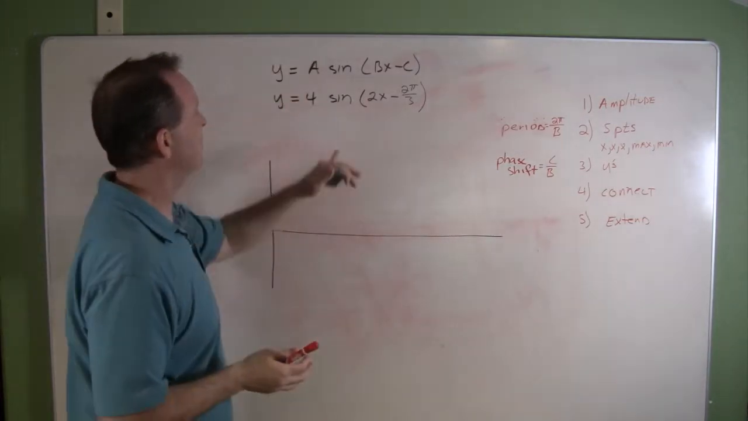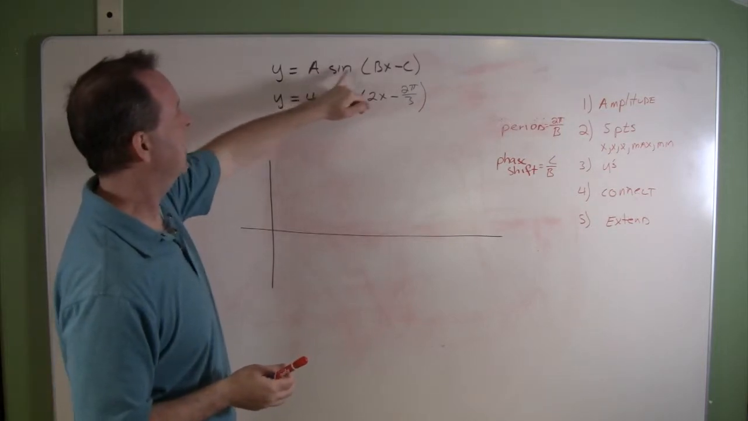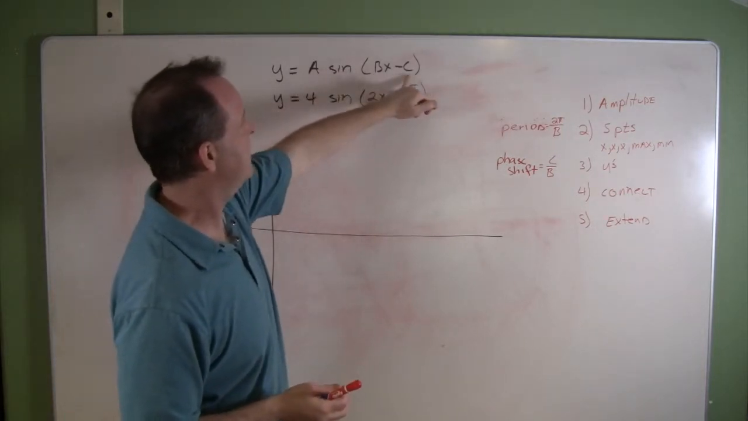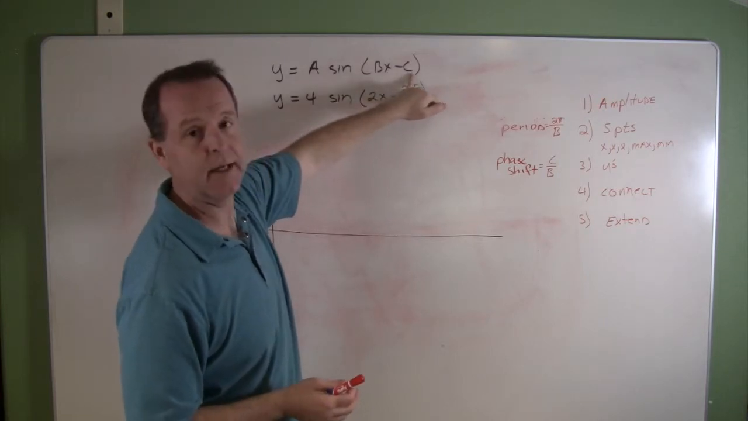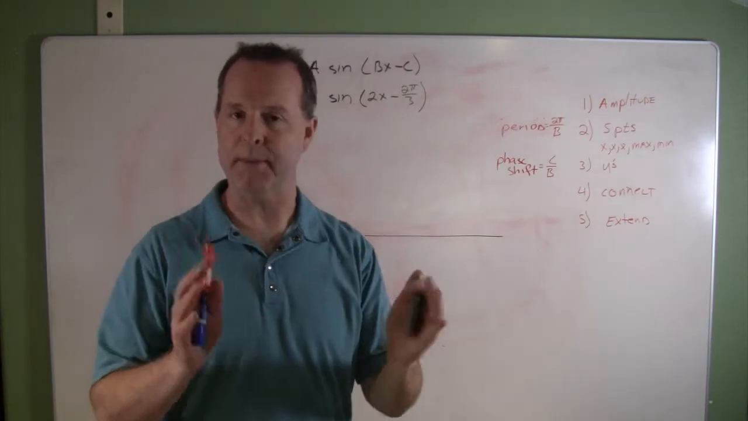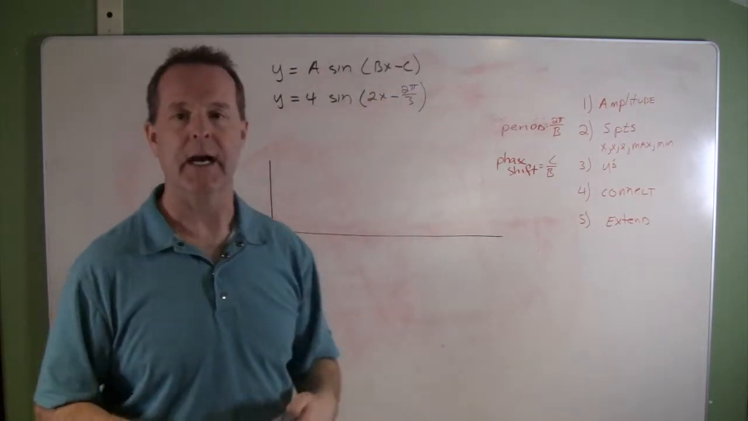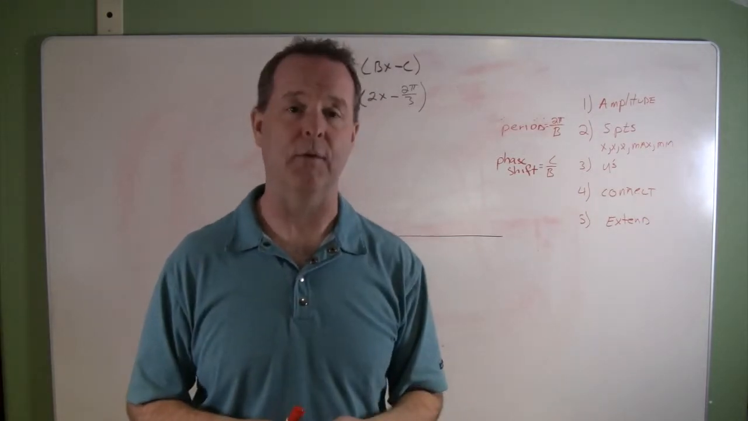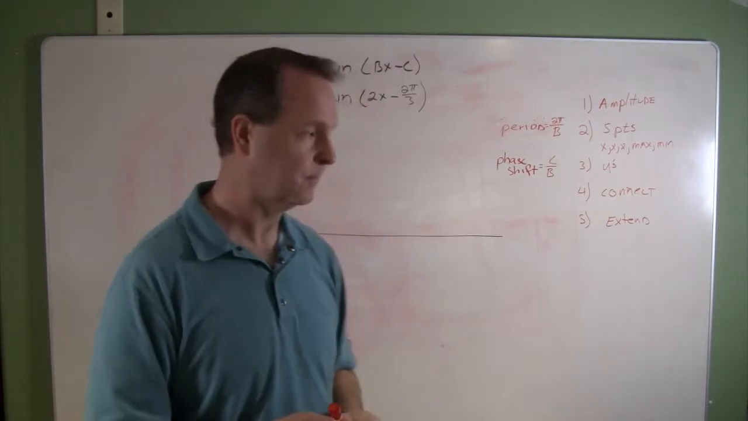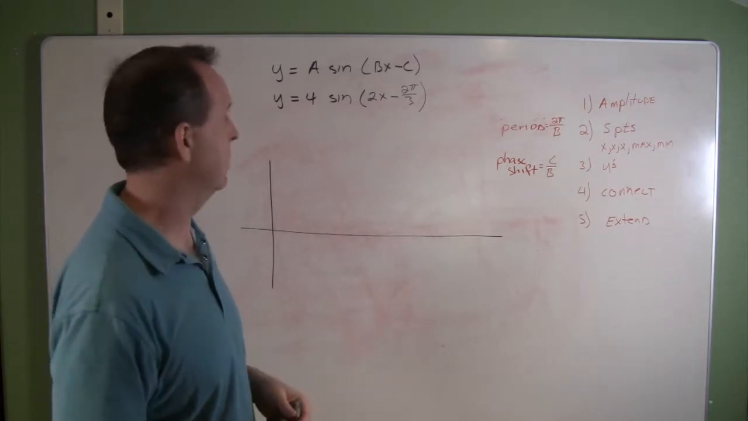So the basic function that we have is some amplitude times sine, and inside the parentheses we have bx minus c. Where that b, we discovered earlier, helped us determine the period of the graph. And this c represents some mechanism to help us discover its phase shift. So let's start working through and discovering what we have available to us.